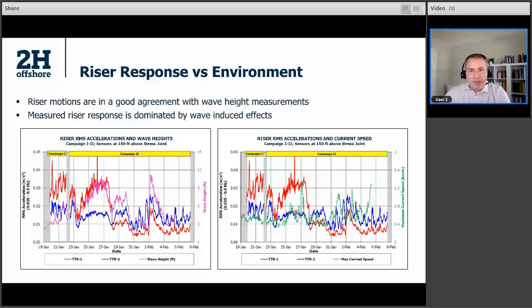During the monitoring campaign, the maximum significant wave height is around 11 feet, and the maximum current speed is around 1.3 knots here. So when we look at these two figures, in general, TTR1 and TTR2 motions are in good agreement with the measured wave height. So this indicates that the measured riser response is mostly dominated by the wave-induced effects.